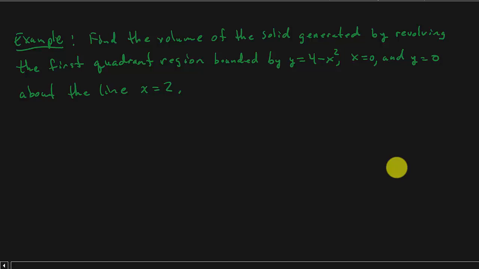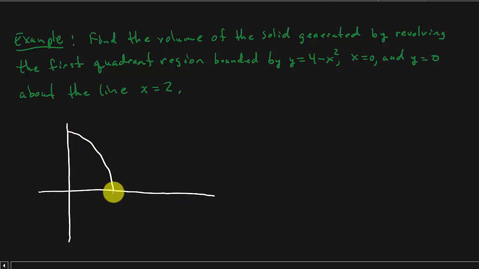It says, find the volume of the solid generated by revolving the first quadrant region bounded by y equals 4 minus x squared, x equals 0, and y equals 0, about the line x equals 2. All right, so let's draw that. That's 0, this is actually 2. This right here is your line x equals 2. This is the line that we're revolving it about.